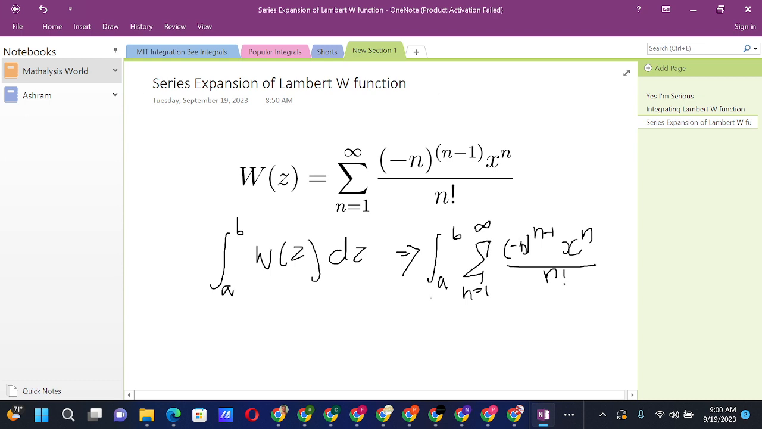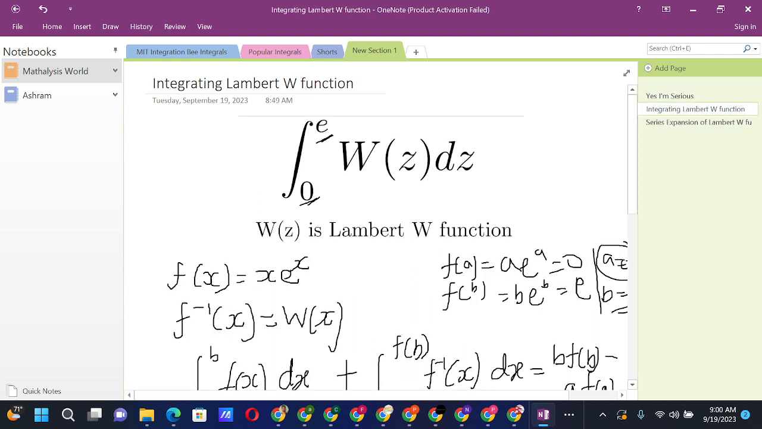I leave it to you to find this integral from 0 to e of Lambert W of z dz by using this series expansion. Do give it a try and share what you get in the end with me in the comment section.